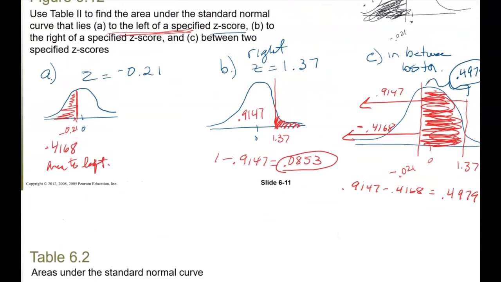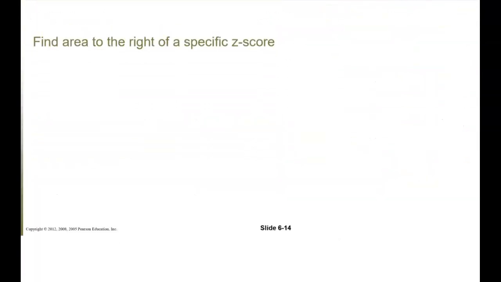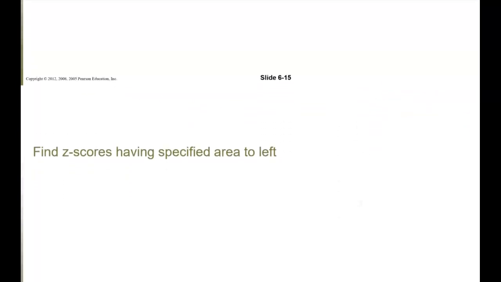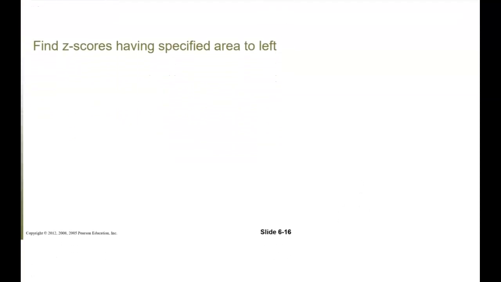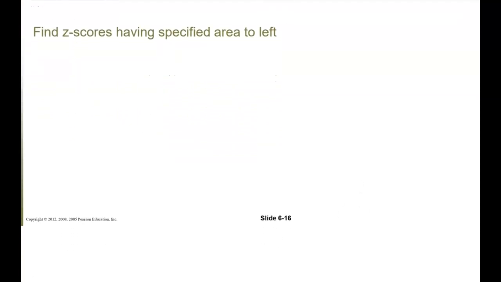So we've kind of gone through all of these already. I'm going to move along here. Now, the next thing I want to do is to find a z-score. If you're asked to find the z-score having a specified area, well, that's a little bit different now.